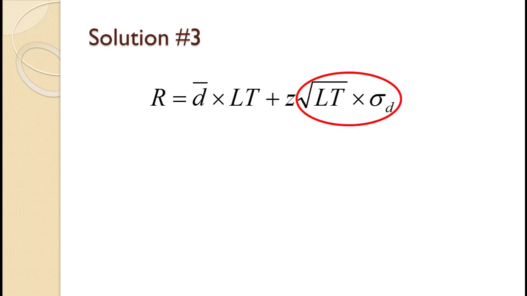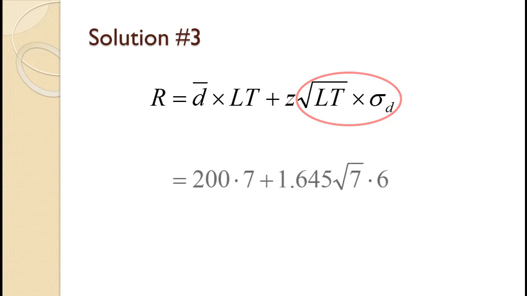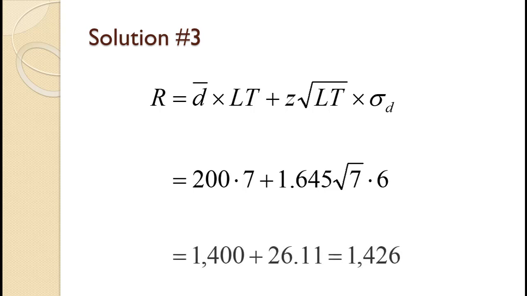In this case, we have a daily standard deviation, so it must be converted to a lead time standard deviation. You can see that in the substitution in the formula. We plug in the 200 average daily demand, lead time of 7 days, resulting z-score of 1.645, and daily standard deviation of 6. Those calculations result in a reorder point of 1,426.